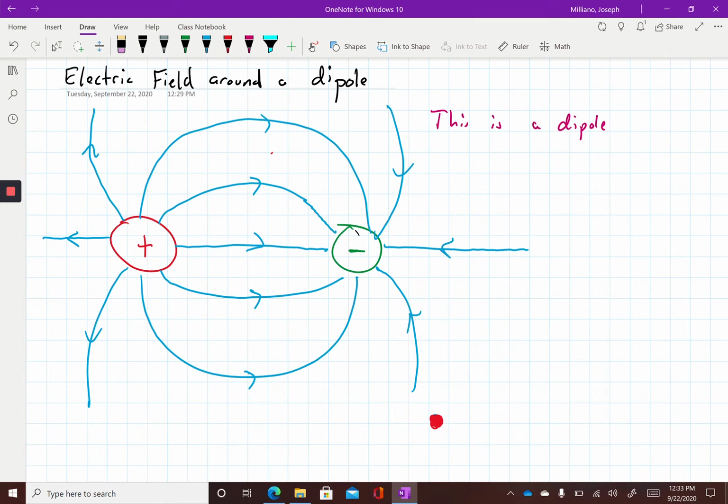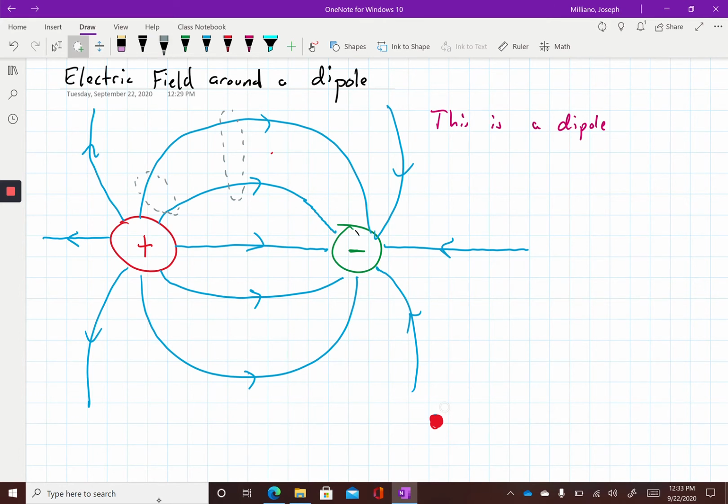And this is what the electric field lines around a dipole look like. And again, the spacing of the lines indicates how strong the field is here. So if we grab this zone, they're pretty strong. Compare it to this zone, they're not as strong. So the field gets weaker and then stronger the closer you get.